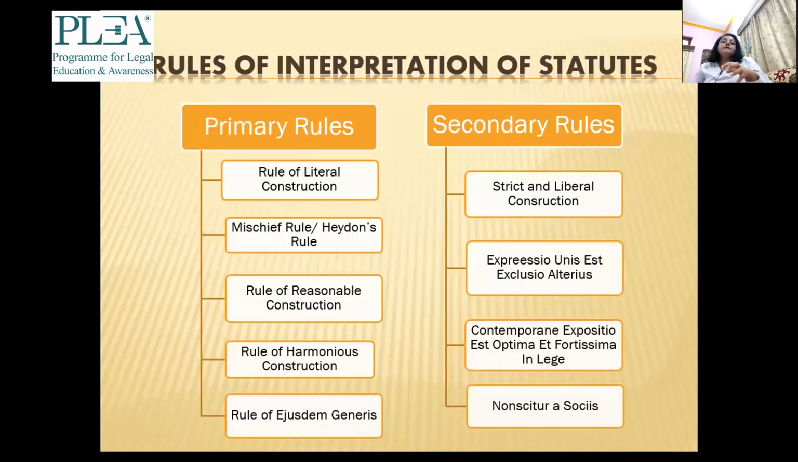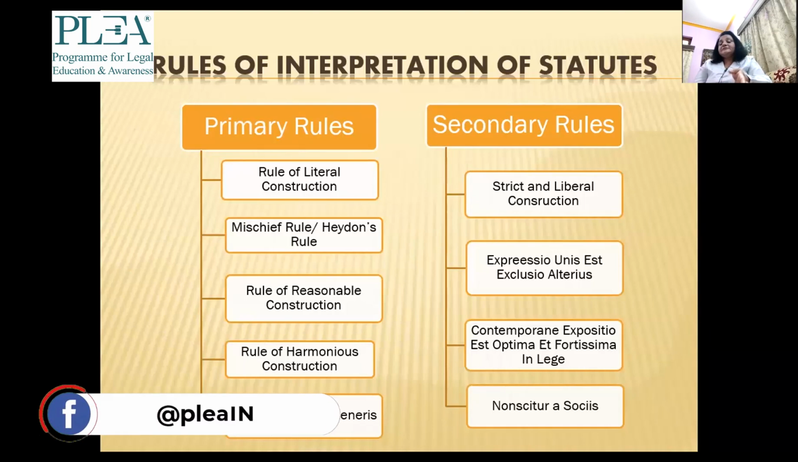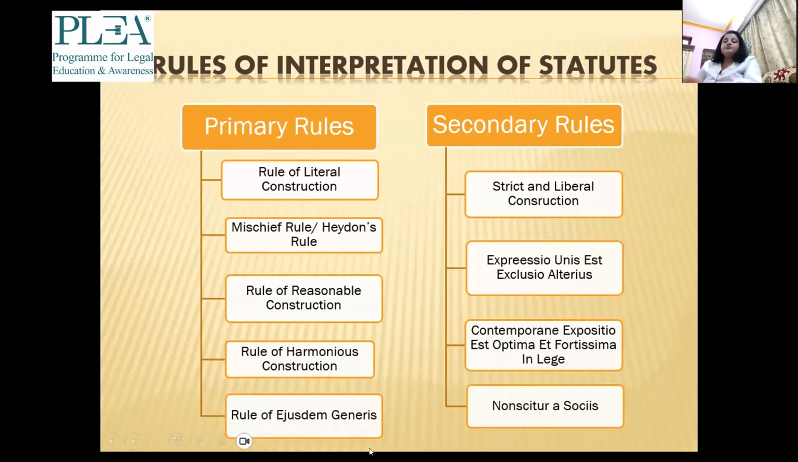So now we come to the rules of interpretation of statutes. Now you have to keep in mind that there is a difference between methods and rules. Methods means the tools we are using. There are only three tools that we are using for the interpretation of the statutes. Rules are those principles which have been laid down by the judicial system from time to time in different case laws, and these rules can be categorized into two categories, that is the primary rules and the secondary rules.